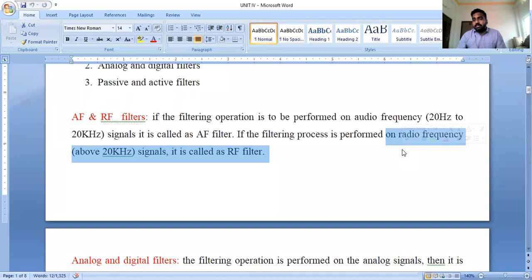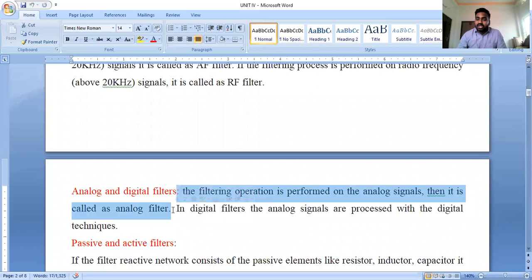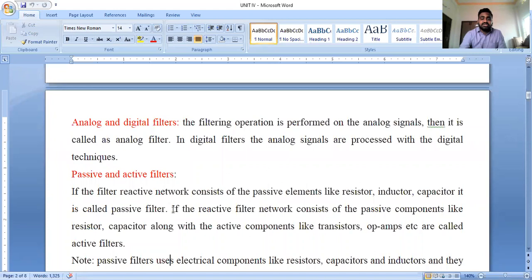And the first classification's other type, the radio frequency filter, performs the filtering of radio frequency above 20 kilohertz. Coming to the second classification, that is analog and digital filters. If the filter performs the filtering operation on analog signals, then it is called an analog filter, simple. If the filter performs the filtration of digital signals, or we use any digital techniques, that comes under digital filters.